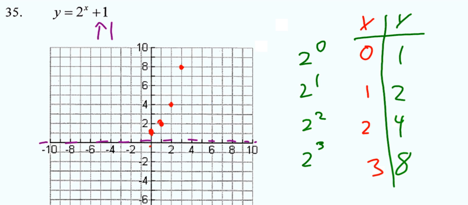So everything shifts up 1, so I'll use green for our final answer. The asymptote shifts up 1. This point shifts up 1, up 1, up 1, up 1. There's the graph, the green. If that's the way you did it on the test, you could either go back and erase everything else, or just highlight your final answer or something so it stands out.